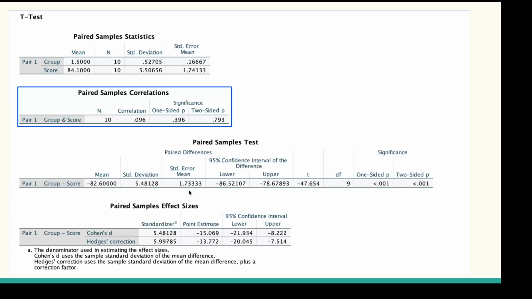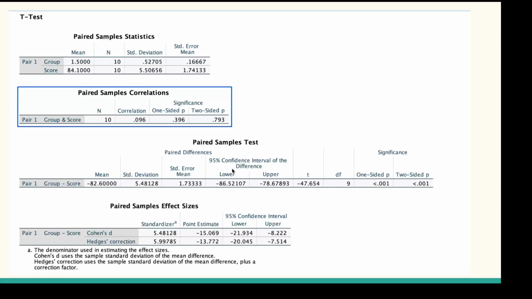This is the standard error associated with the mean difference. It estimates the variability of sample means that would be obtained if the study were repeated multiple times. A smaller standard error indicates less variability and more precise estimation. Here, the standard error of the mean difference is 1.733333.